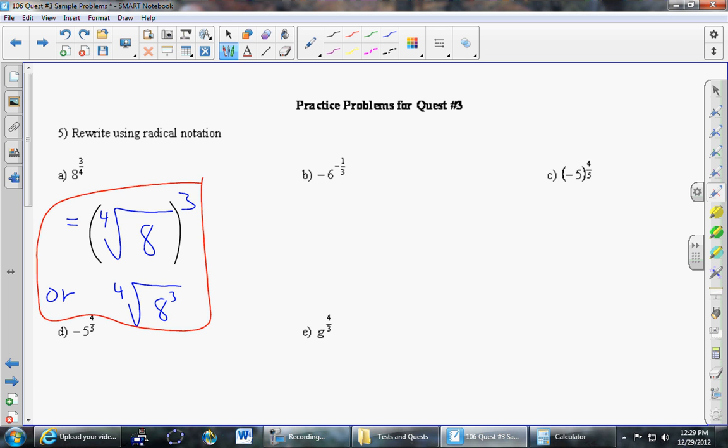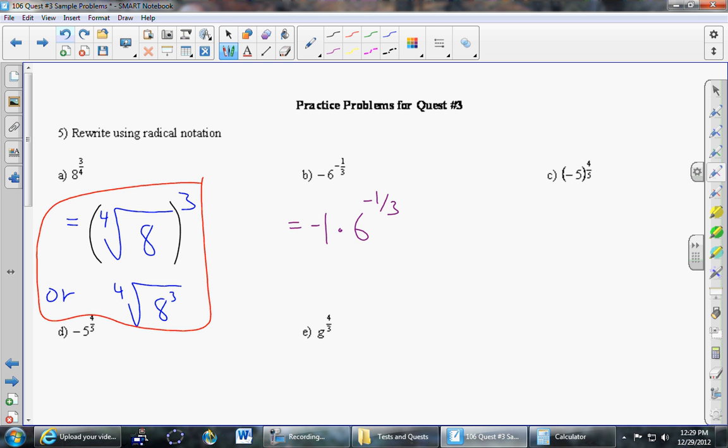Part B, -6 to the -1/3 power. Okay, so the first thing I'll do is rewrite this guy. The question is, what's happening with that negative sign, and is that negative sign affected by that power? Does the power have the strength to reach out here and grab that negative sign? So I'm going to rewrite that negative sign as a -1 times 6 to the -1/3, because after all, that's what a negative sign in the front means. It just means multiply by -1.